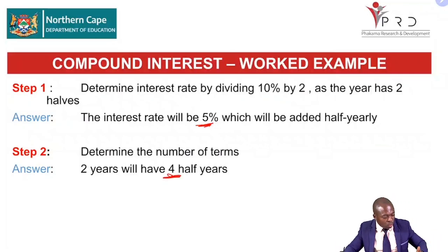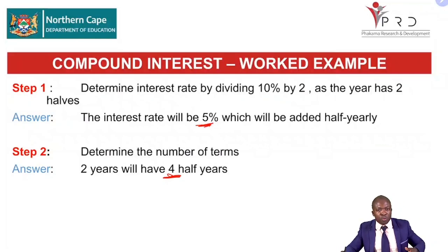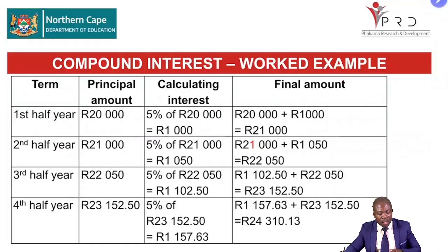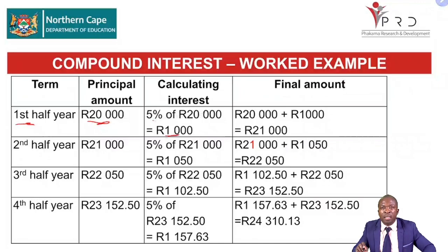It's January to June, that's 1. July to December, that's another one for year 1. Then year 2, also January to June, July to December. So let's look at the calculations. I've done it for you so you can see. So you see, the first half year, this is our 20,000. We find 5% of 20,000, which will give us 1,000 rand. Then we add the 1,000 rand to the 20,000. That will give us 21,000.